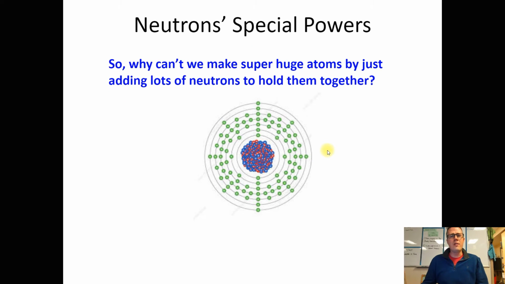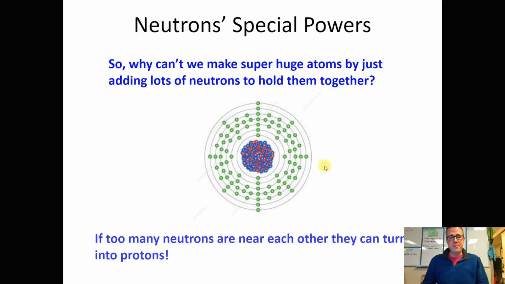So the question becomes, well, if neutrons are the glue, why can't we just make a really, really huge atom and just keep adding neutrons to it to stick them together? You probably remember that the periodic table only goes up to element number 118, and so why can't we just slap a whole bunch of neutrons together and keep going and make element number 2000? Well, neutrons also do this other really interesting thing.